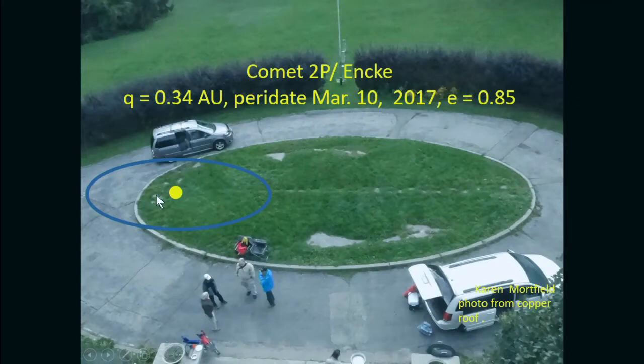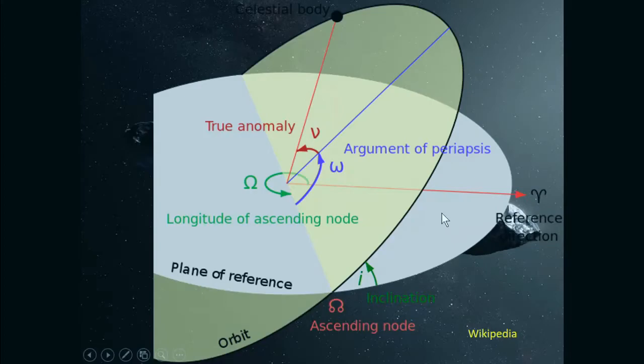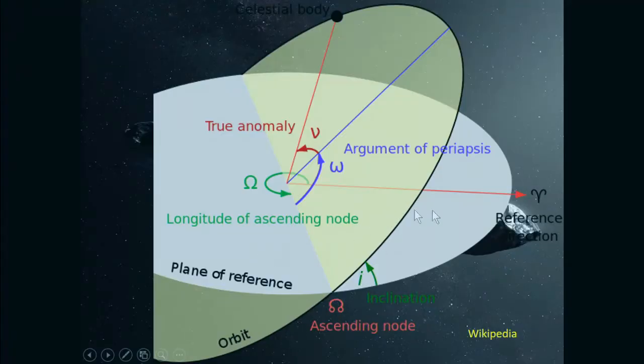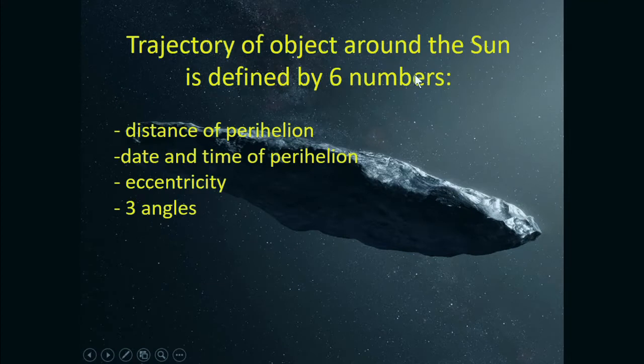So there are numbers that define an orbit. The perihelion distance is one, the perihelion date, or the date that it reaches it, is another, and the eccentricity is another, and that gives a shape, whether it's close to a circle or long and narrow, and I'll get to that later. And there are 3 angles involved in defining an orbit. One of them is the angle between the plane of the ecliptic and the plane of the motion, and the other 2 angles, maybe someone can explain to me, but they're involved. So we have a total of 6 numbers that define any path around the sun: the distance of perihelion, the date and time at perihelion, the eccentricity, and 3 angles.